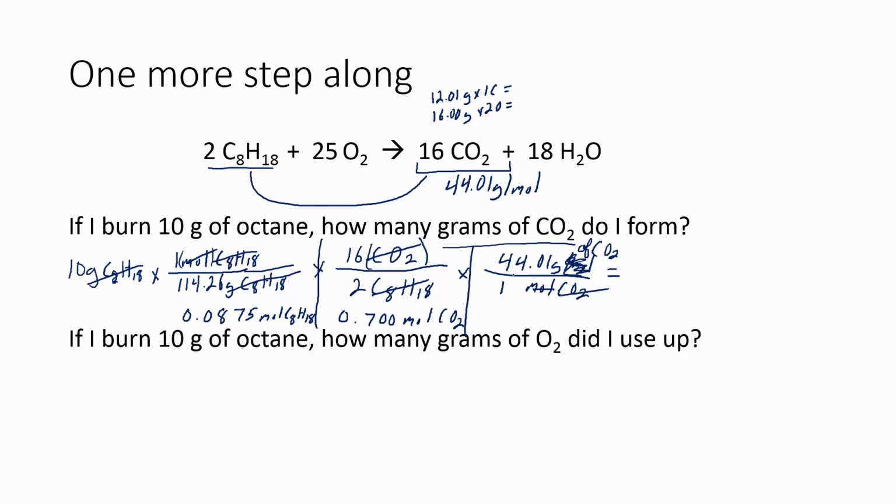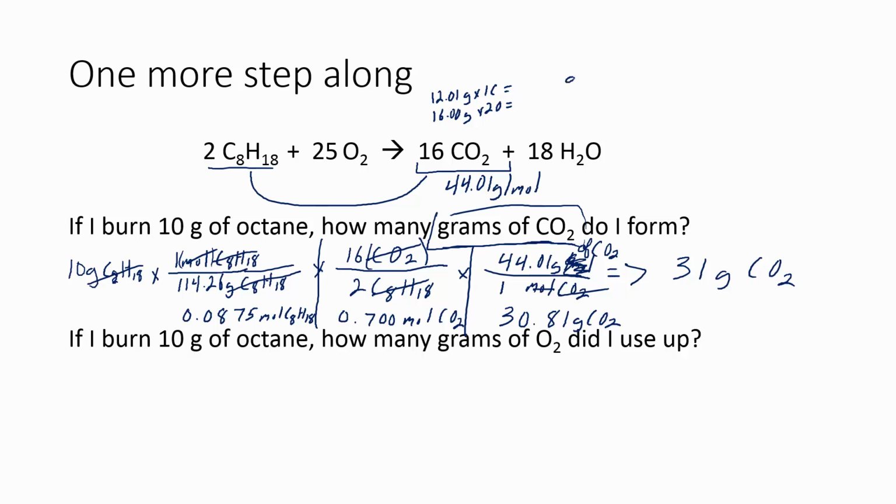And now times 44.01 grams for every mole. Now we have, at this point, 30.81 grams of CO2, and we're done, because that's what we were looking for, grams of CO2. That's our answer. So the 2 sig figs, 31 grams of CO2. So the hardest that this can really get at the moment is right here.